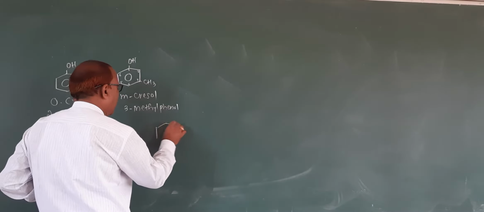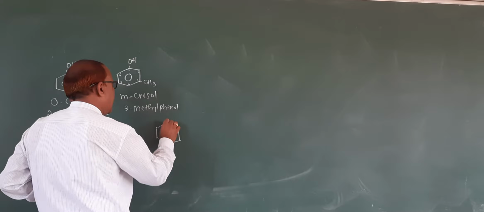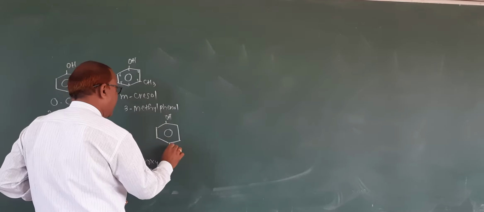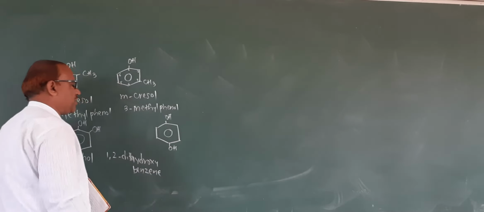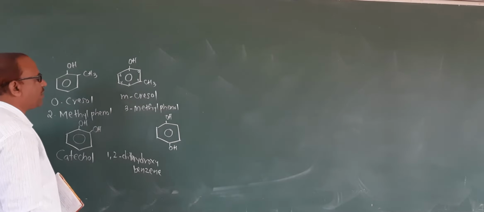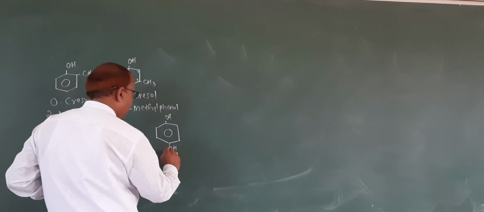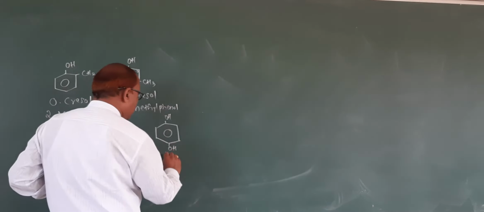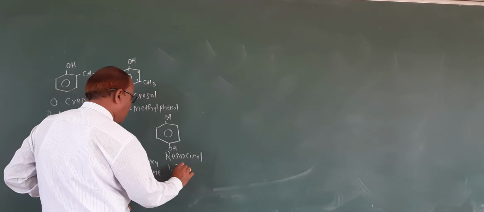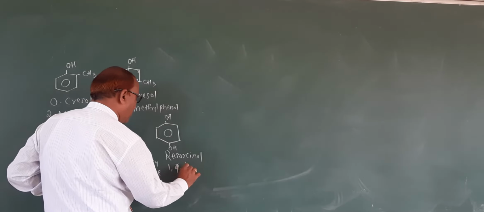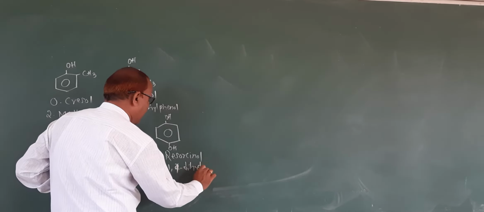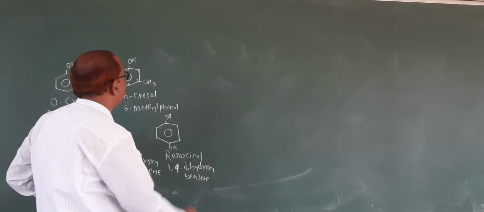You can take the example of resorcinol, where at carbon number 1 and 3 two OH groups are attached. If the two OH groups are at carbon number 1 and 4, it is called quinol, and its name must be 1,4-dihydroxybenzene. Like this. I'll take one example under trihydric.